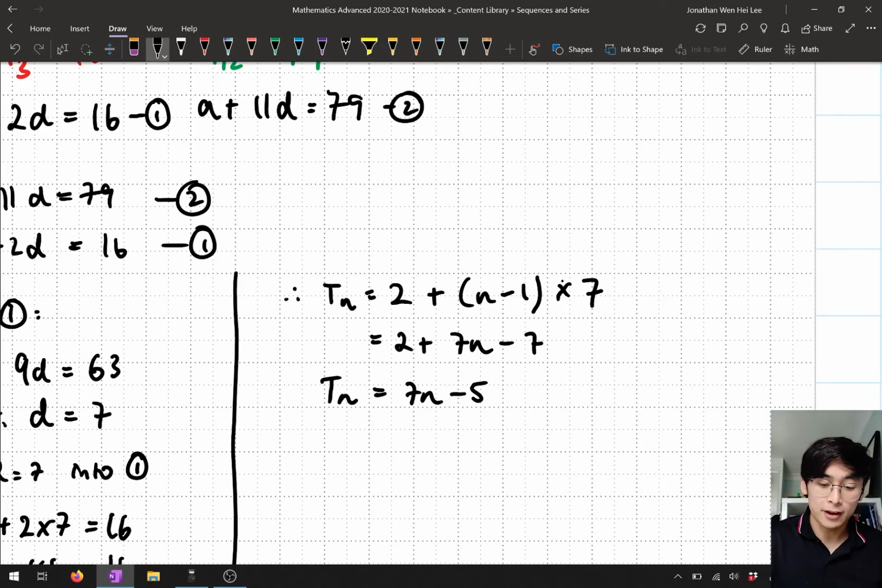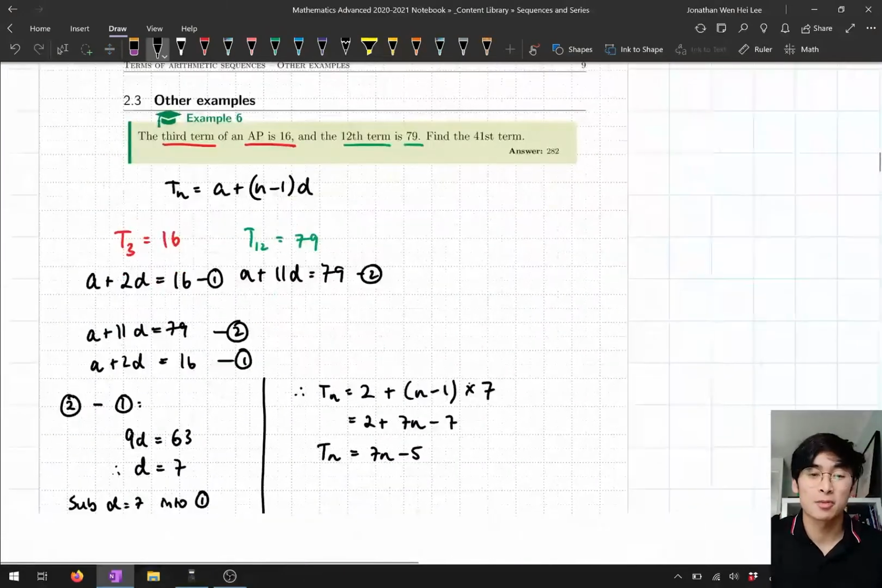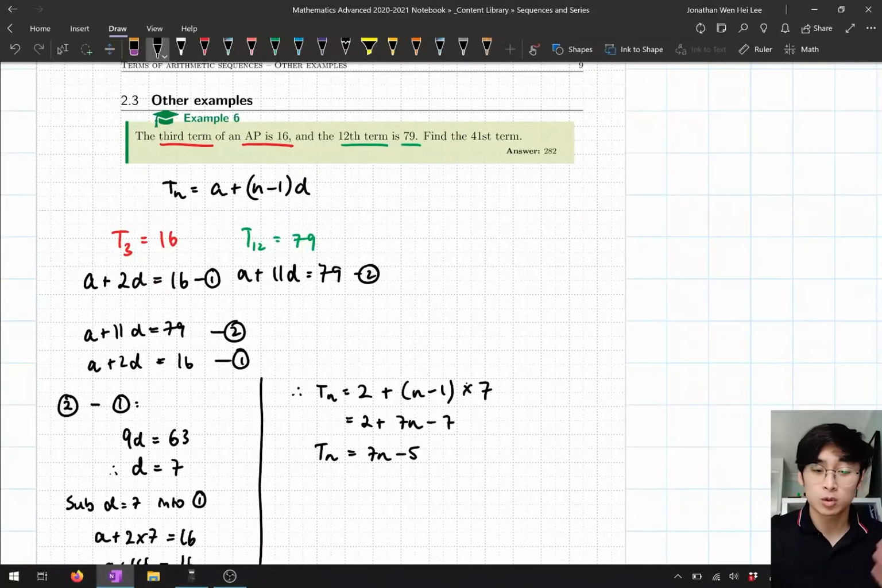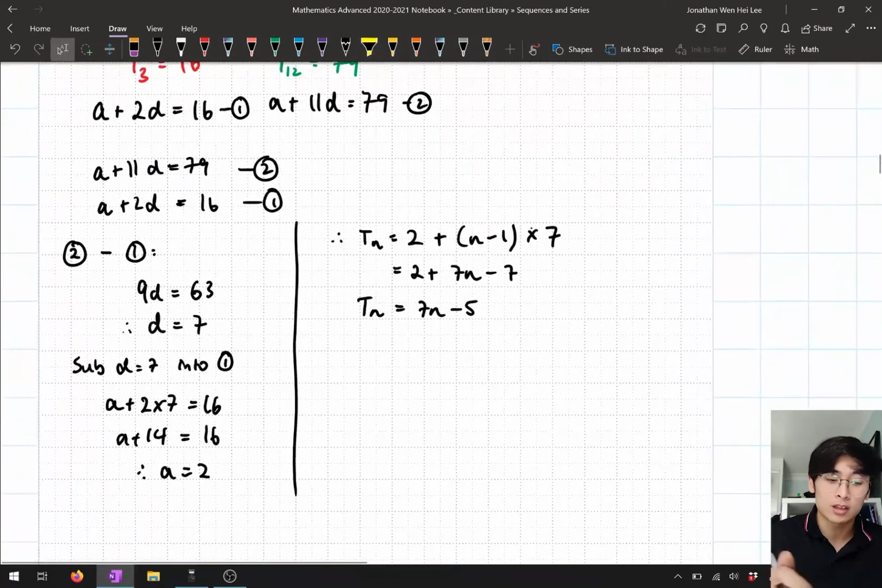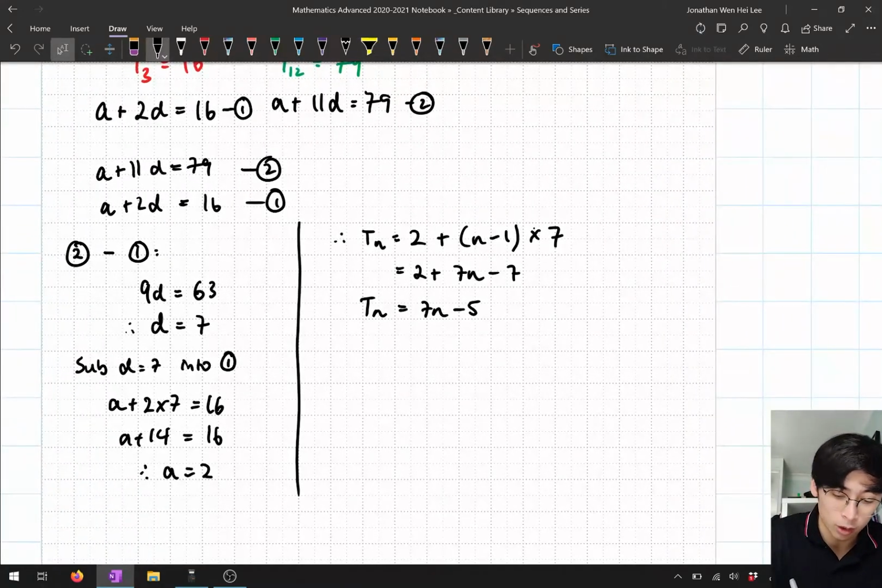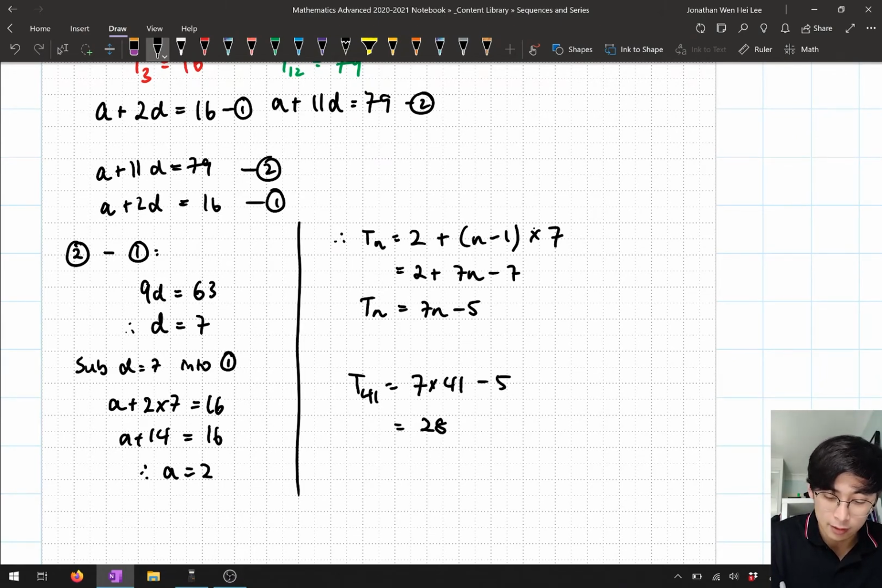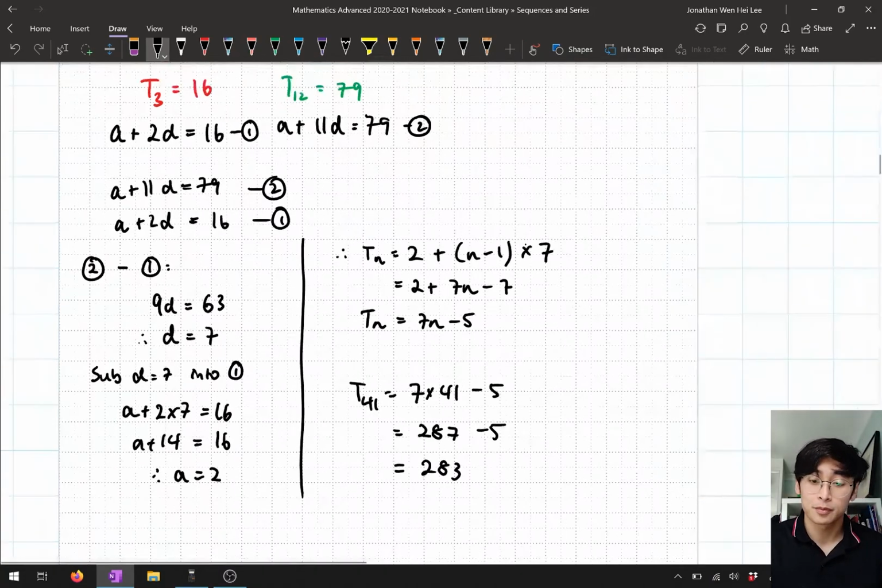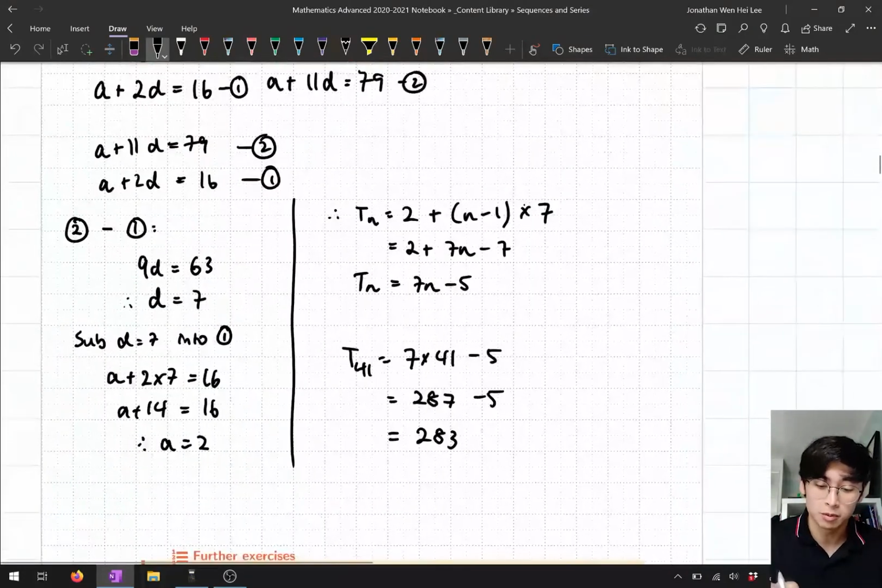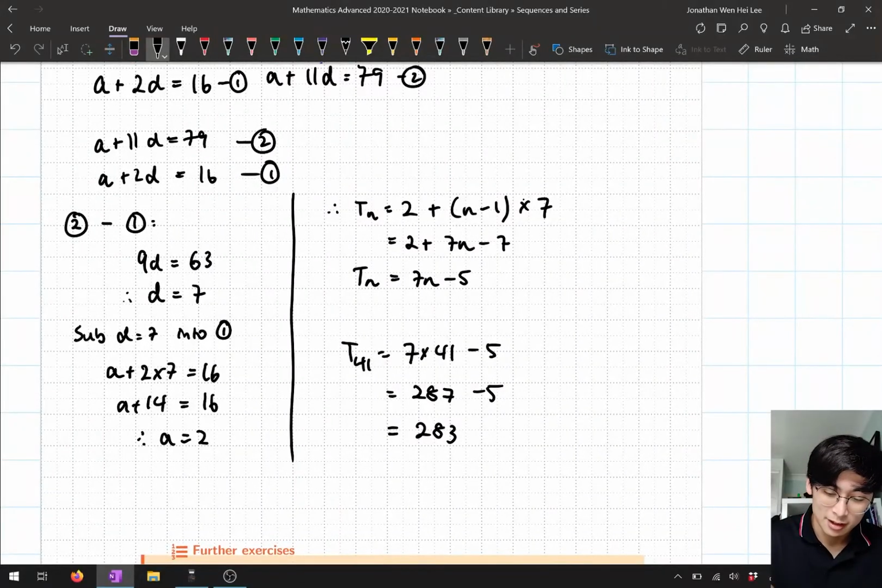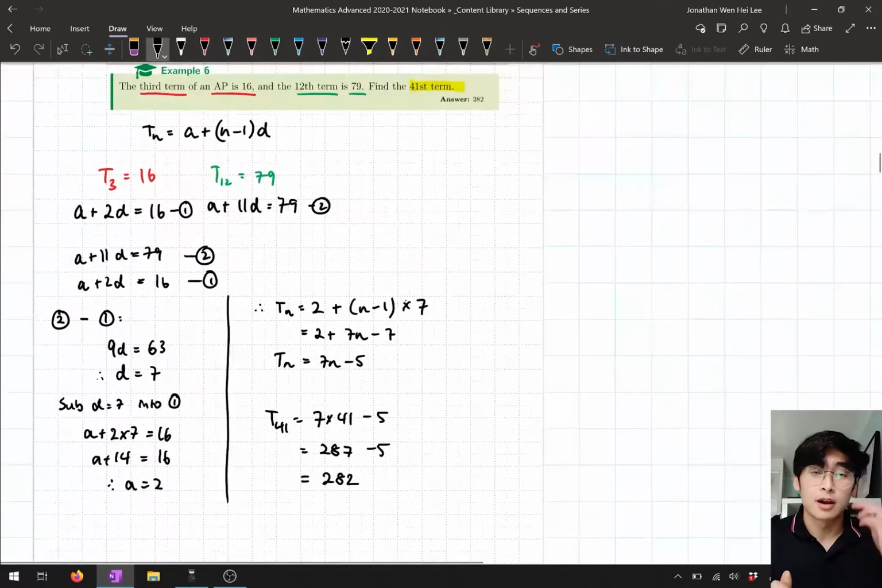So from here, I figured out what the nth term in my arithmetic progression is. What do we need to do as a final step? We want to find the 41st term. So all we need to do is just sub in n is equal to 41. So T41 is equal to 7 times 41 minus 5, 287 minus 5, and that just gives me 283. So there, 282. Whoops, my bad. 282. And that's how we can solve this question.